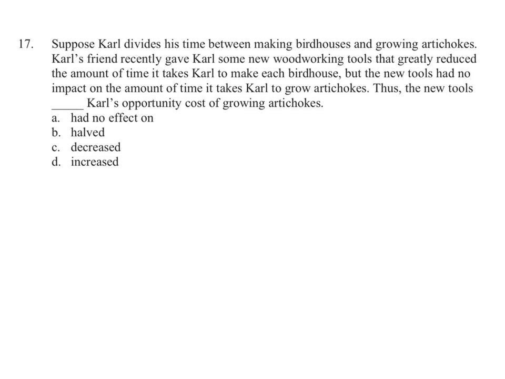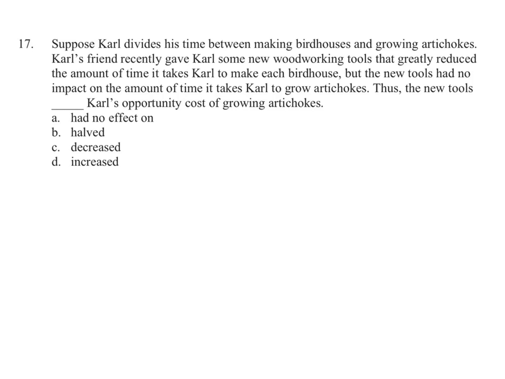So the last screencast of the Module 1 wrap-up is for number 17, which several teams missed, and I'm sure many more individuals missed. Here we're thinking about Carl, and he's dividing his time between making birdhouses and growing artichokes. Carl's friend recently gave Carl some new woodworking tools that greatly reduced the amount of time it takes for Carl to make each birdhouse. In other words, it increased the number of birdhouses per unit of time he could make. But the new tool had no impact on the amount of time it takes Carl to grow artichokes.